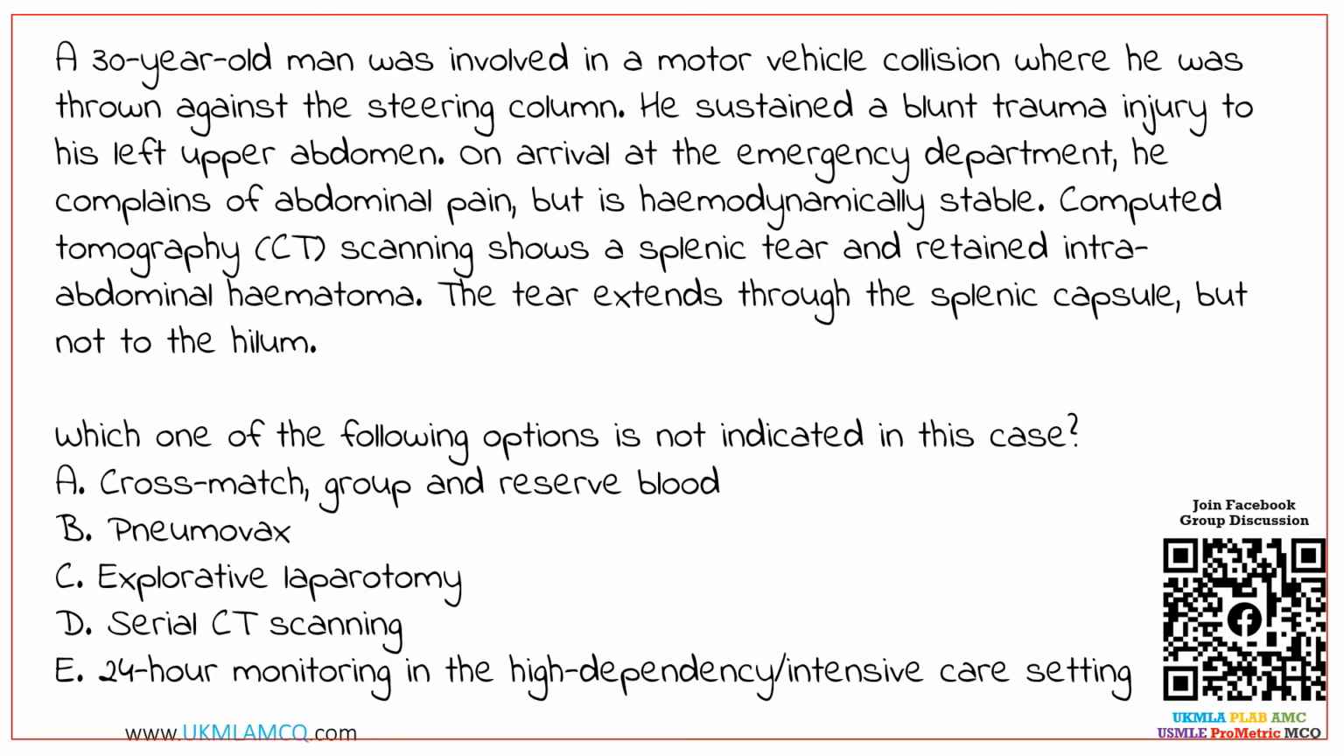A 30-year-old man was involved in a motor vehicle collision where he was thrown against the steering column. He sustained a blunt trauma injury to his left upper abdomen. On arrival at the emergency department, he complains of abdominal pain but is hemodynamically stable. Computed tomography (CT) scanning shows a splenic tear and retained intra-abdominal haematoma. The tear extends to the splenic capsule but not to the hilum. We ask which one of the following options is not indicated in this case.